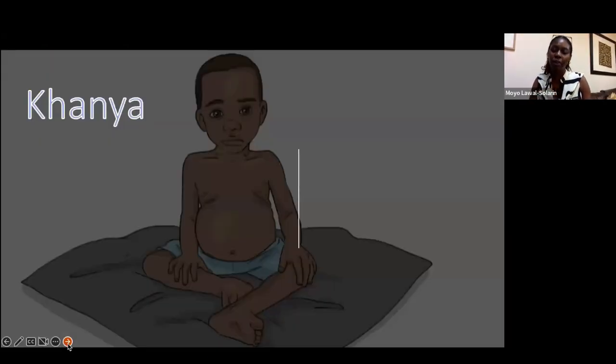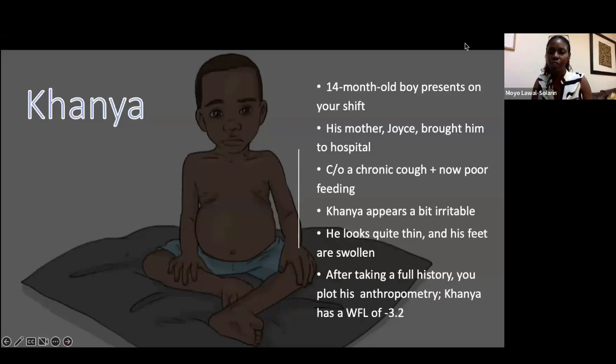Okay, so I'm going to start with a little case presentation. Kanya is a 14-month-old boy, and he presents on your shift to the ED. His mother Joyce brought him to the hospital complaining of a chronic cough, and now he's not feeding well. You notice clinically that he appears a bit irritable. He looks quite thin overall, and you also notice that his feet are swollen. You take a full comprehensive history and you plot his anthropometry as you start your examination, and you discover that he has a weight for length of -3.2.